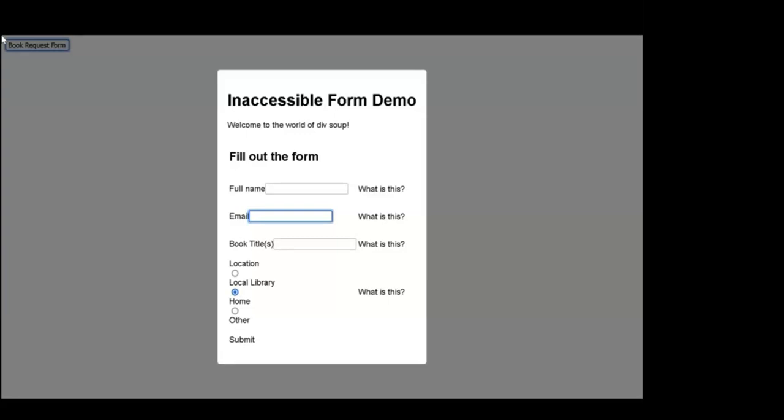Email, edit, has autocomplete. What is this? Book title, S, edit. What is this? Location. Radio button, not checked. Local library. Radio button, checked. Home. Radio button, not checked. Other. What is this? Submit. The submit button is also not a correct button. It's just a clickable control that reacts to a JavaScript event. So, other than that, that looks okay, but this is pretty deceptive. Let's actually try and fill this form out.